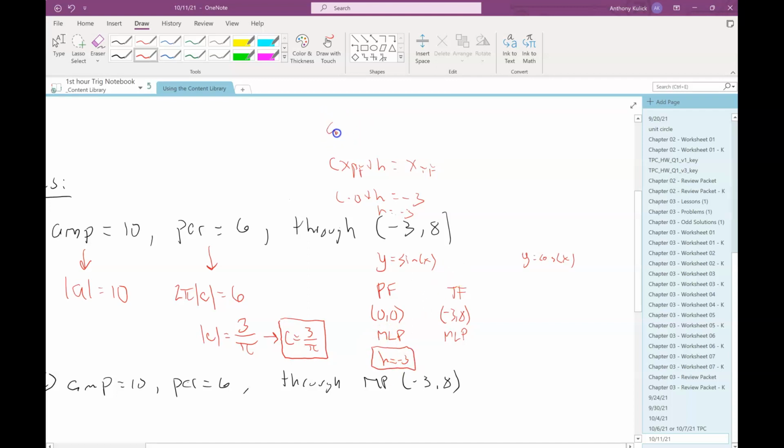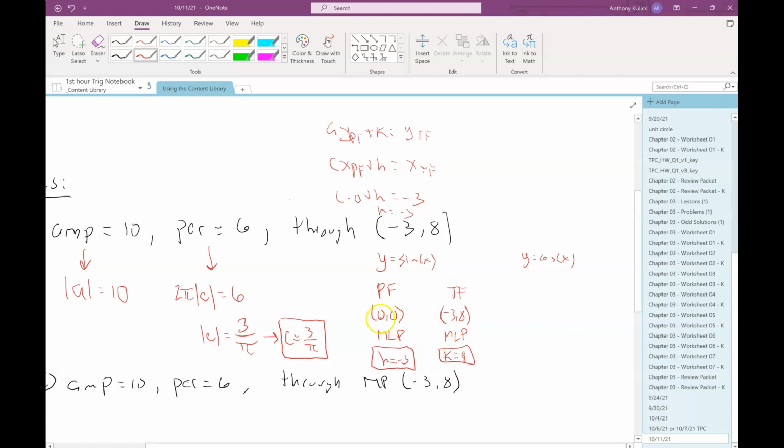Likewise, I know that a times the y from the parent function plus k has to give me the y from the transformed function. So just like we had before, we're going to have a times 0 plus k has to equal 8, so just k is equal to 8.